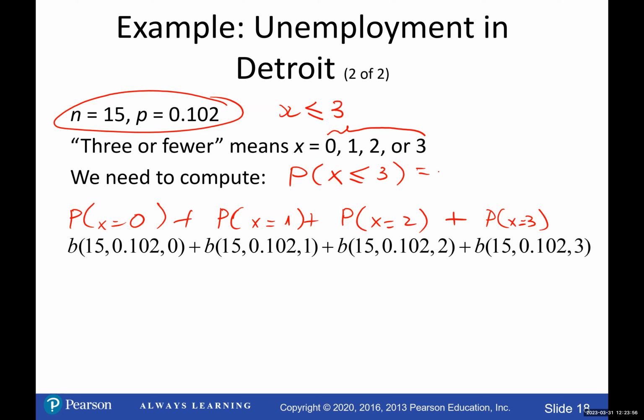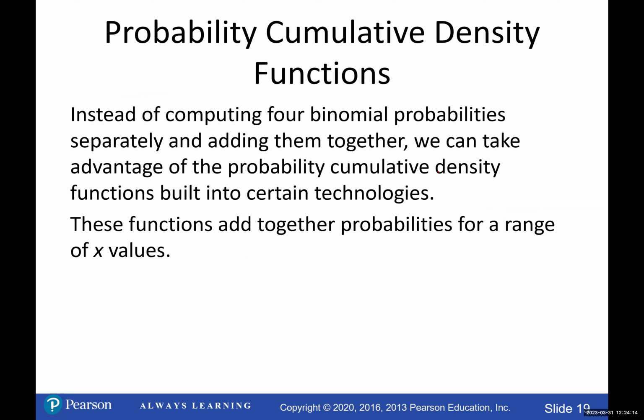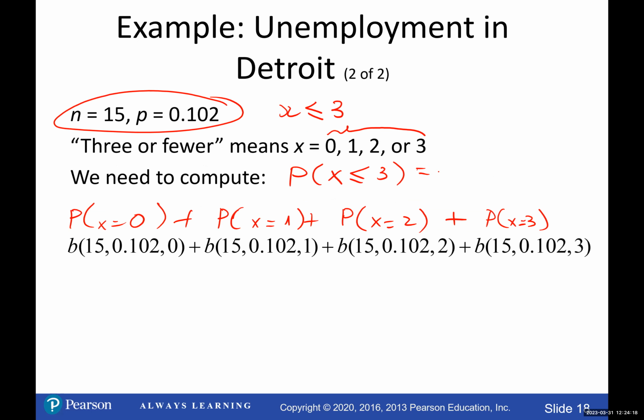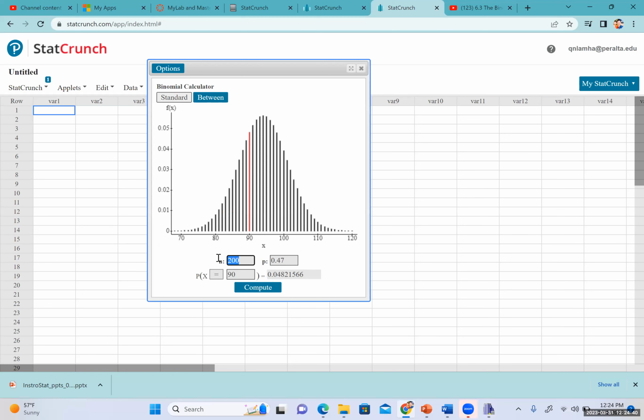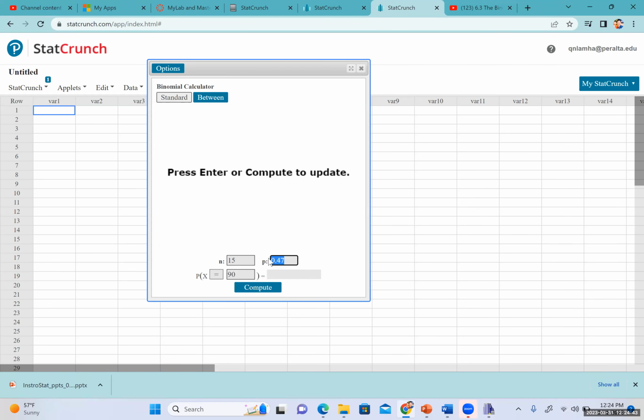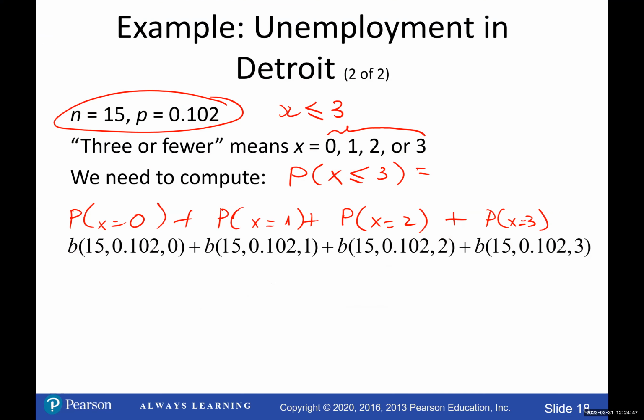I would say this is going to be easier to do with calculators, absolutely, right? Or StatCrunch. However, in StatCrunch, you don't need to count each case here, right? For example, if I go back to StatCrunch, over here, we have how many trials? 15, right? We have probability of success going to be what? I forgot. 0.102.